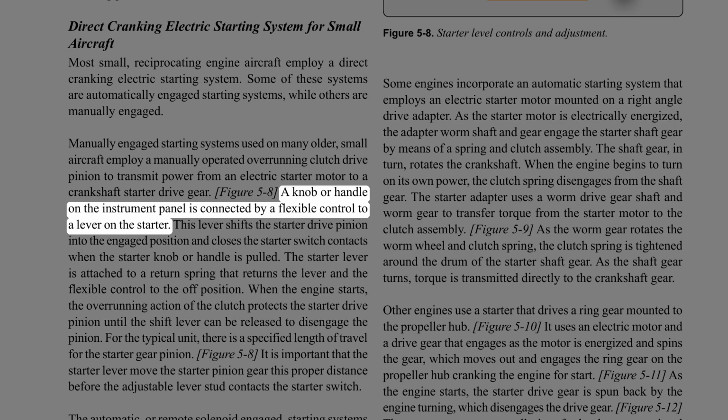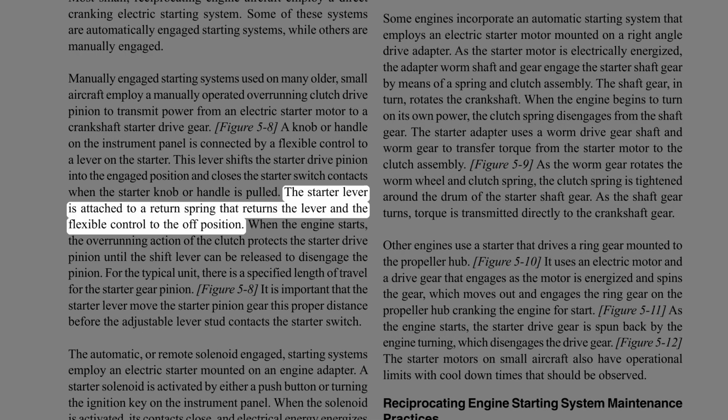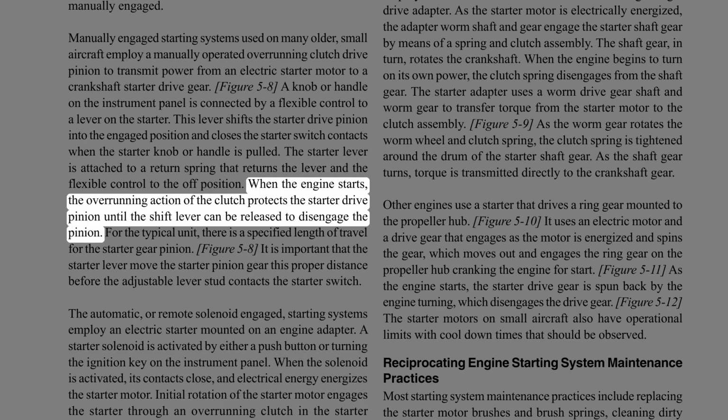A knob or handle on the instrument panel is connected by a flexible control to a lever on the starter. This lever shifts the starter drive pinion into the engaged position and closes the starter switch contacts when the starter knob or handle is pulled. The starter lever is attached to a return spring that returns the lever and the flexible control to the off position. When the engine starts, the overrunning action of the clutch protects the starter drive pinion until the shift lever can be released to disengage the pinion.